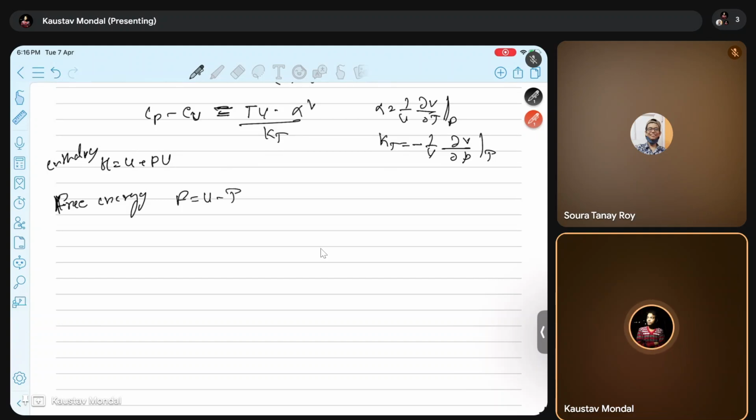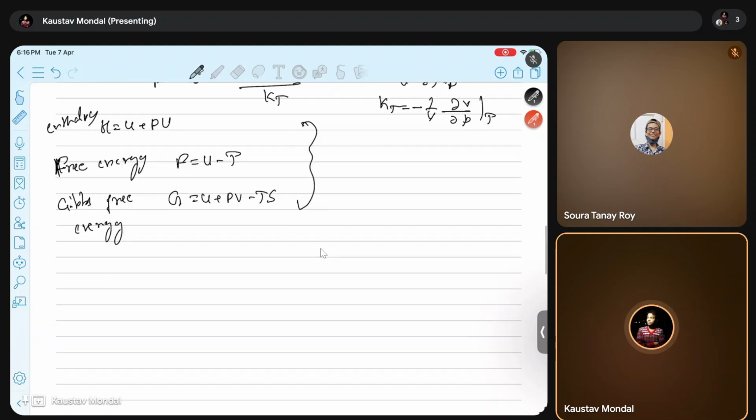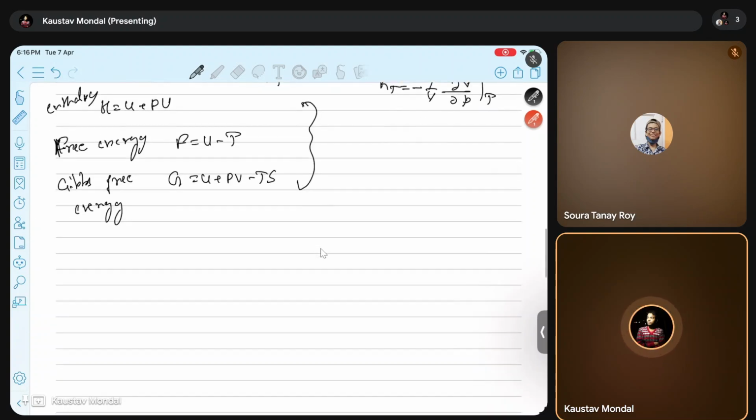Next we have discussed Gibbs free energy. That expression is given by G equal to U plus PV minus TS. These are the different types of thermodynamic functions that are useful, right? And also we have discussed the Gibbs-Helmholtz relation.